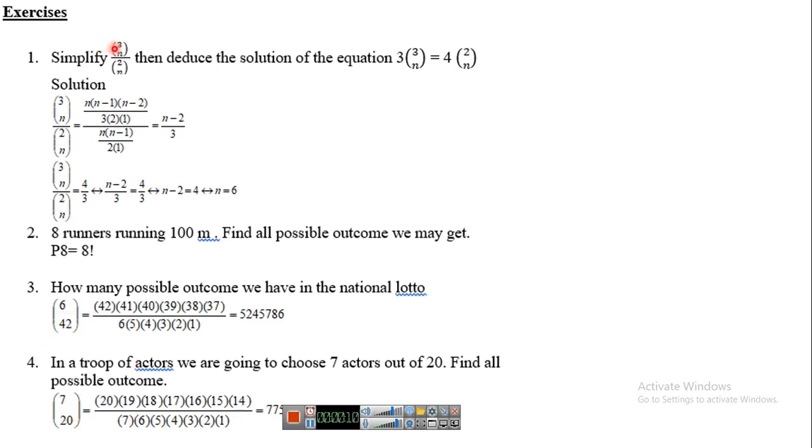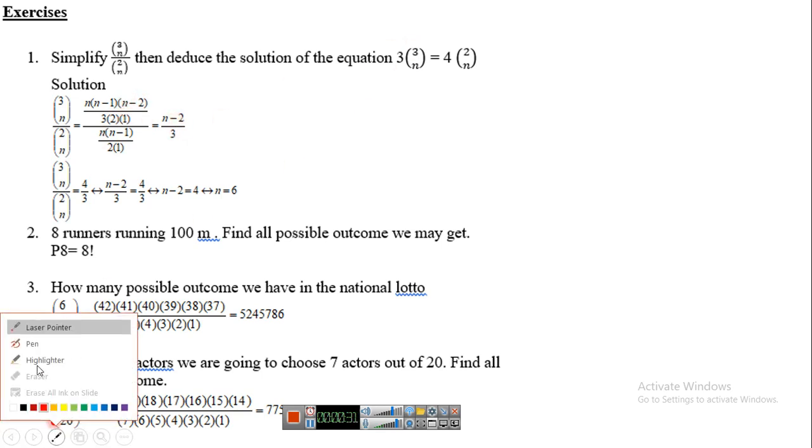Okay, simplify combination 3 out of n over 2 out of n. Here you go down 3 units: n, n minus 1, n minus 2 over 3 to 1. Here you go 2 units: n, n minus 1 over 2 to 1. The n and n minus 1 cancel out, and what remains is n minus 2 over 3. Now you have this one.